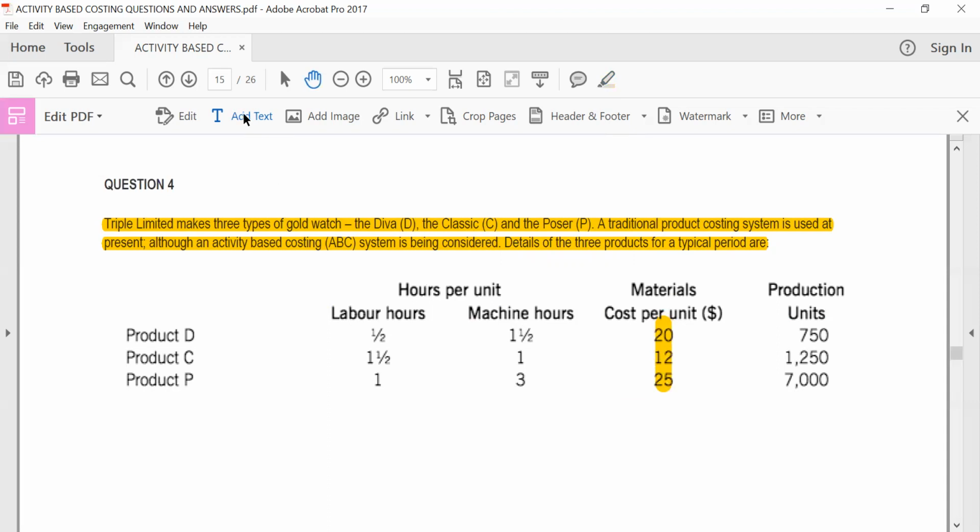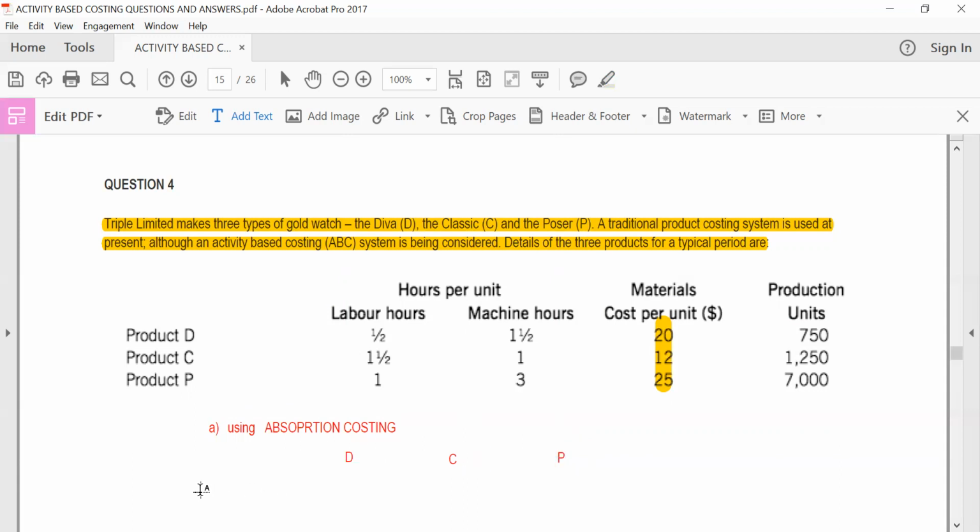So in my solution, what I need to do is that the examiner said we should calculate the A part of the answer using absorption costing. If I'm using absorption costing to calculate the cost, what products do I have? I have product D, so I'll just put that D. I move on, put a C. And lastly, put that P. Case closed. I start with the solution.